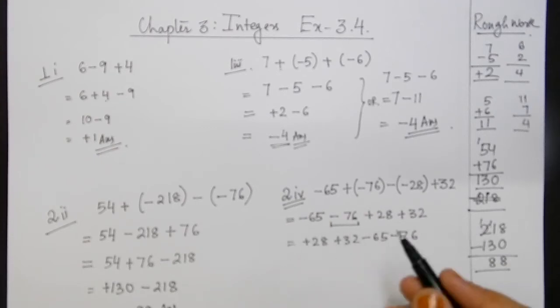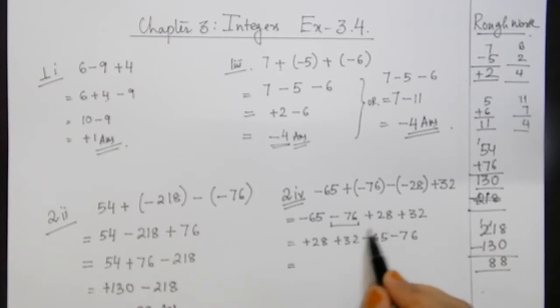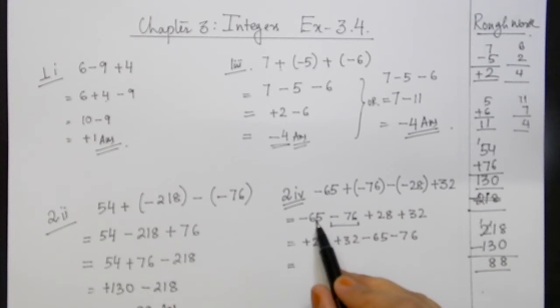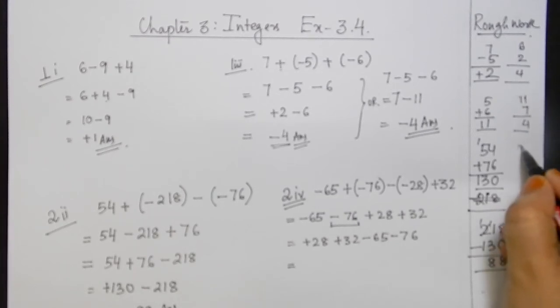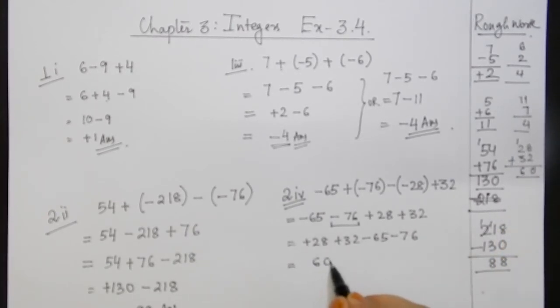You cannot keep the sign and just move the value. See, I have brought 28 from here to here. I brought this sign also. 65 came from here to here. I brought the sign. So let me add the positive numbers first. 28 and 32. Let me add 0, carry 1. This is 60. So this is plus 60.